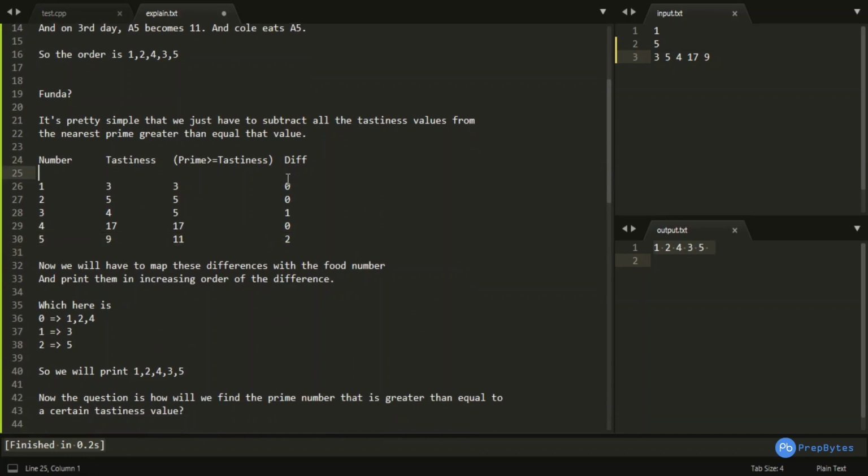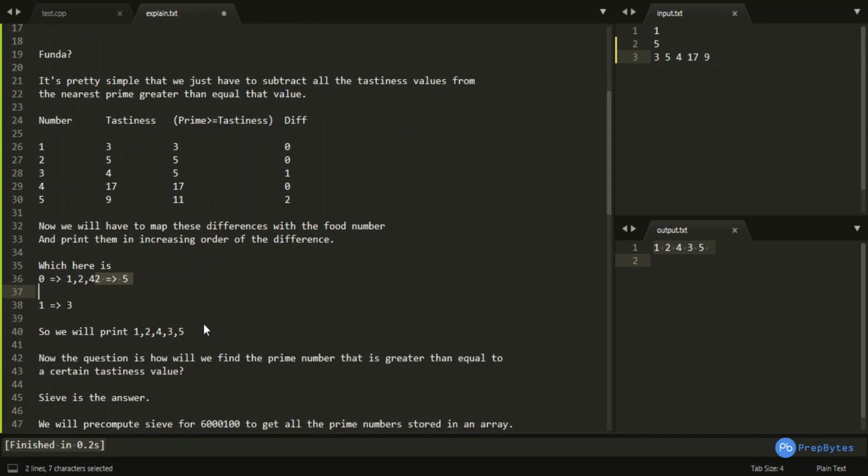For zero difference we have food numbers 1, 2 and 4. For the difference 1 we have only food number 3, and for the difference 2 we have only food number 5. And then for these differences we would be printing them in increasing order. So first the ones with zero difference, which is 1, 2, 4, then the ones with difference one, which is 3, and then the ones with difference two, which is food 5. So this is the order, right?